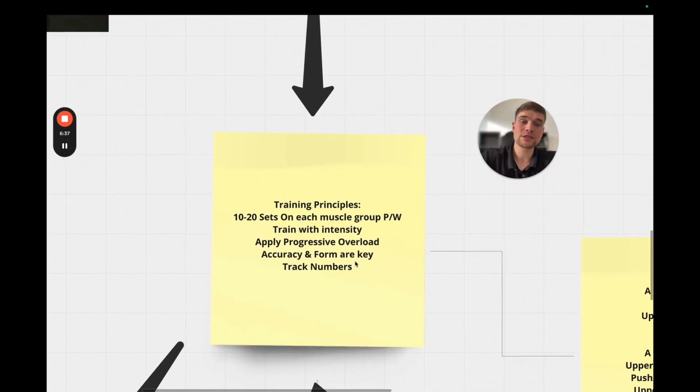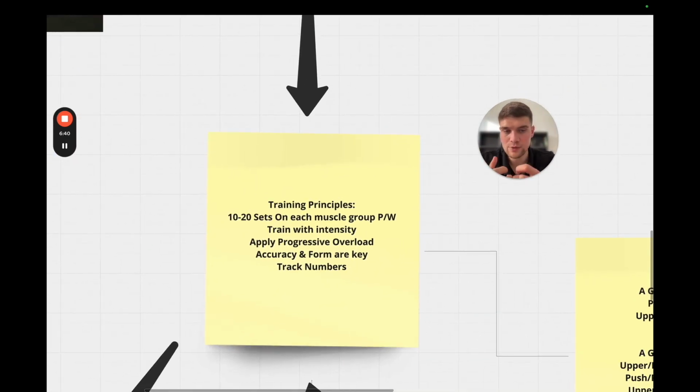So training principles are super, super important here. This is effectively how we can make sure training is effective. Roughly, you want to be training around 10 to 20 sets per week on each muscle group, okay, per week.